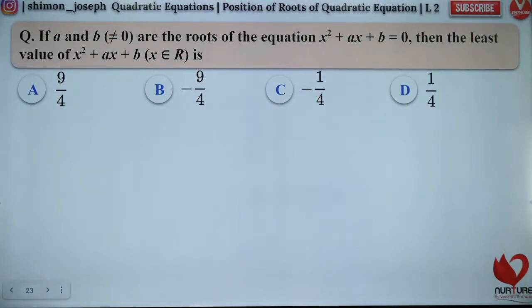So people, before we go to that, I want all of you to try this question out. This is a fantastic question. Not that simple. You need to use your brain. This can be a JEE Main level question.